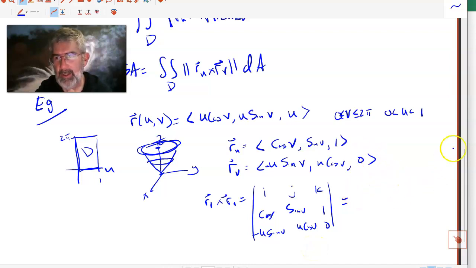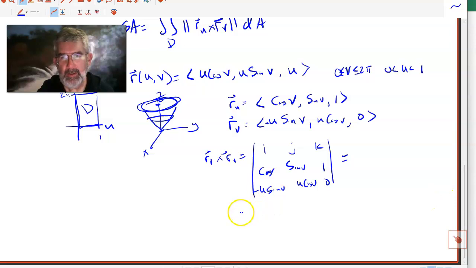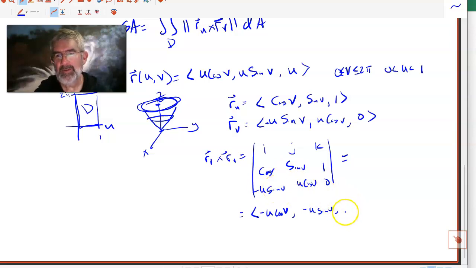The first component, actually let's drop down here and say the first component is, what do we have? 0. So I got minus U cosine V. And then the second component, I'm going to do this one backwards. This is minus U sine V minus 0. And then lastly, I've got U cos squared V plus U sine squared V, which is just U. I'm going to need to know the length of that.